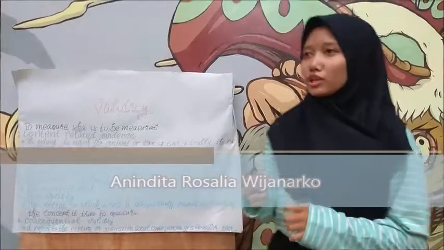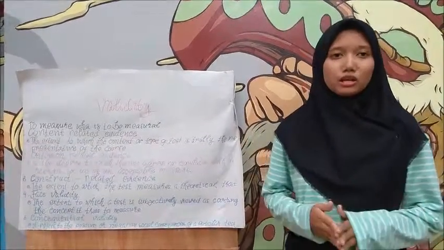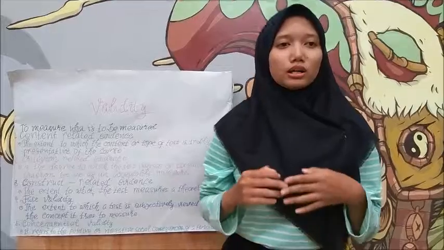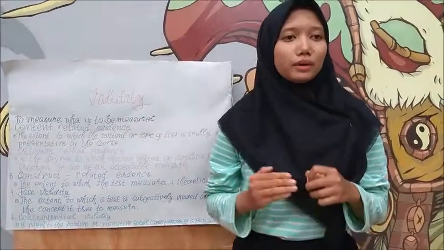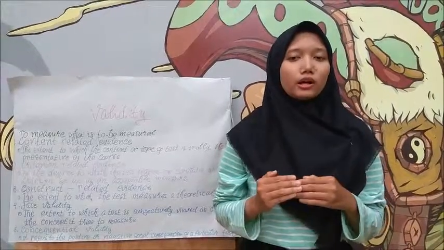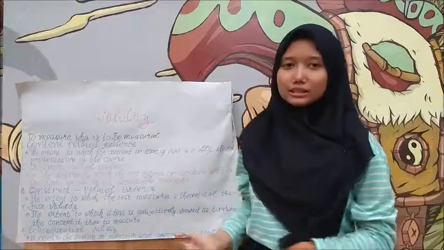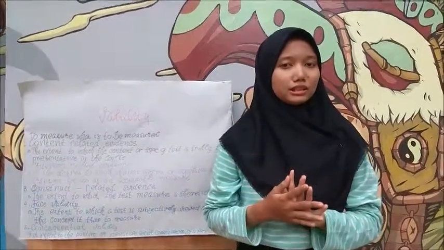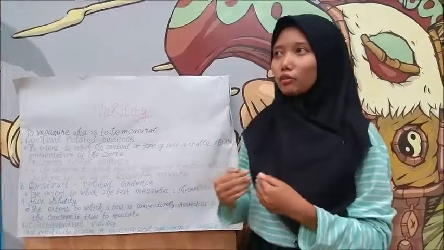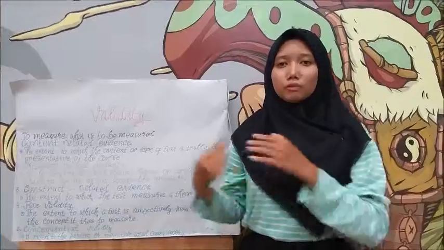And here I would like to explain about validity. Validity is to measure what is to be measured. If an assessment intends to measure achievement and ability in a particular subject area, but then measures concepts that are completely unrelated, the assessment is not valid. Here there are 5 types of validity evidence, but I would like to explain the first and the second because the last will be explained by my friends.